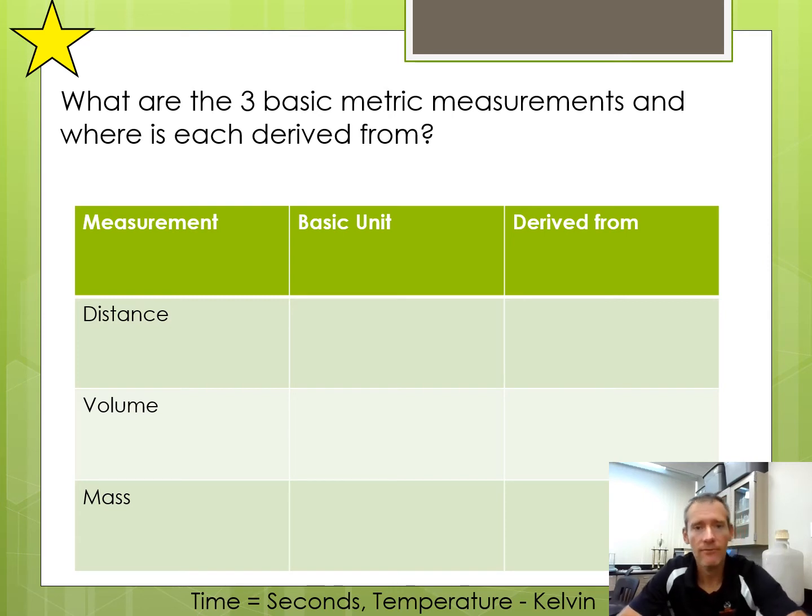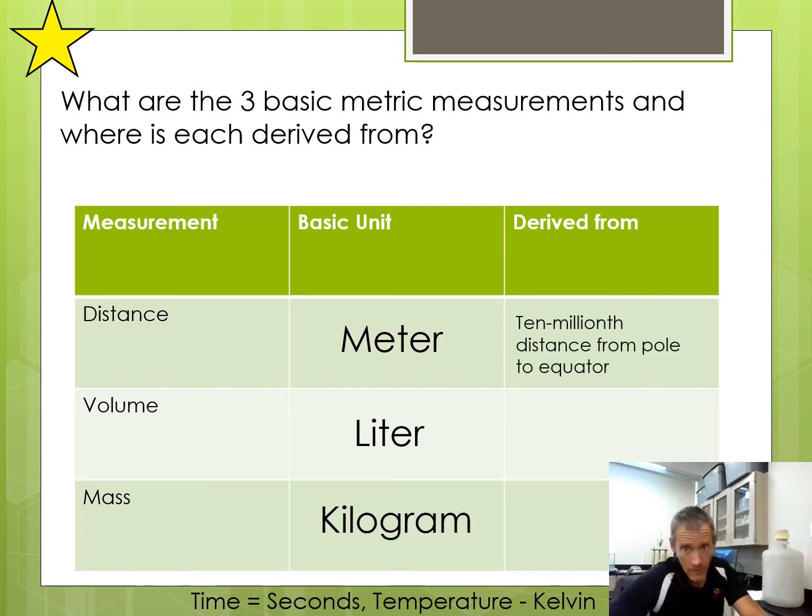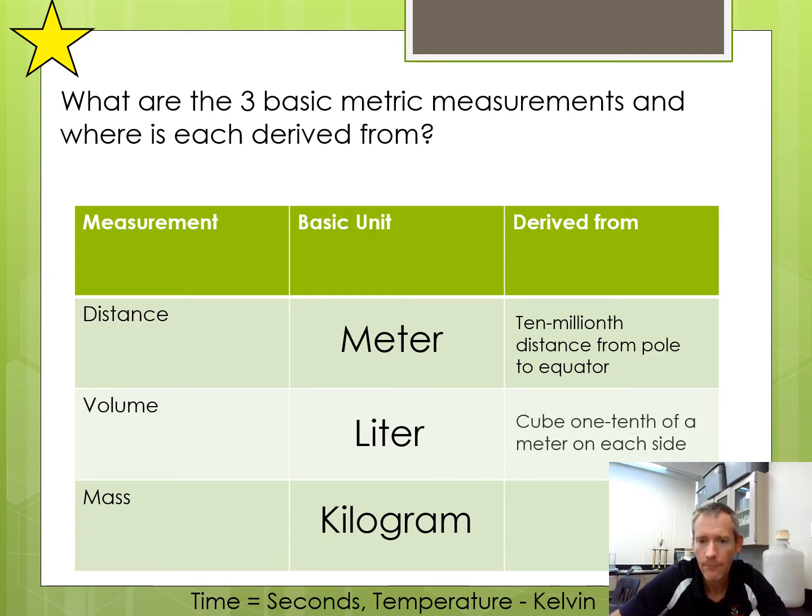What else? We've got the basic units of measurement. So in distance, we have the meter, volume is the liter, and mass is the kilogram. And how is this derived? How did the French come up with this? So basically, a meter is 10 millionth of the distance from the pole to the equator. And the liter is the volume of a cube that is 1/10 of a meter on a side. And a kilogram is the mass of 1 liter of water. So if you have a mass of water and it weighs 1 kilogram, you have 1 liter.